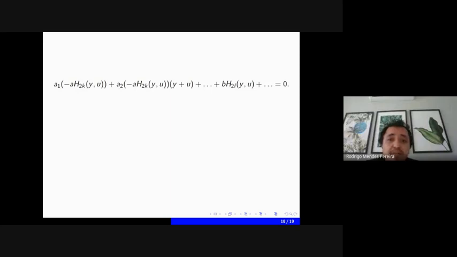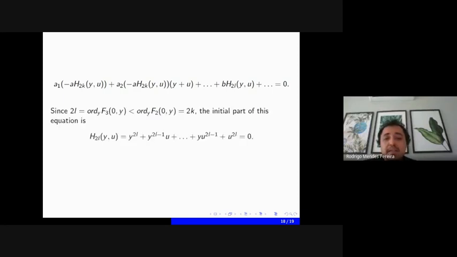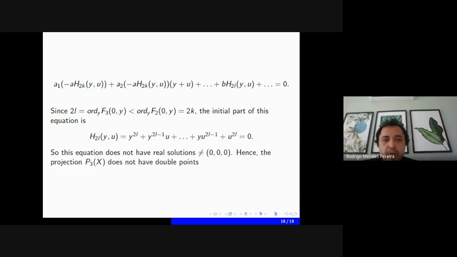When we replace, you have this equation, but if you have the condition of order, the initial part is this equation. Okay? It is a homogeneous polynomial, the zero homogeneous polynomial. But in the real case, this polynomial has no solutions. There are no real solutions for this polynomial. So this equation doesn't have real solutions different from 0, 0, 0. It means the double point set is trivial. So the projection does not have double points. So this knot is trivial.